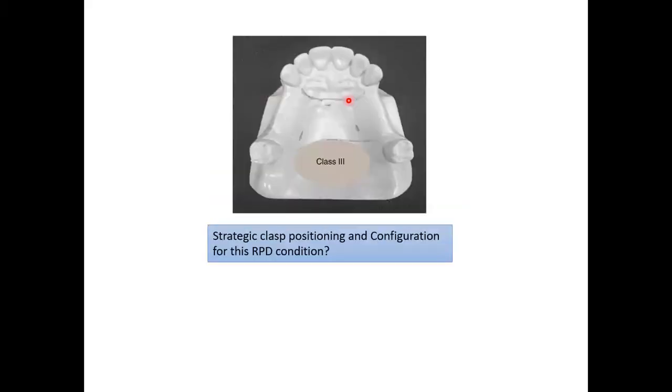So the strategic clasp positioning and configuration for this RPD condition. The RPD condition here is your class 3. So you will have 4 different fulcrum lines, one running here, one running here, one running here, and one running here. So we'll give a quadrilateral type of clasp configuration for this class 3 kind of RPD condition.